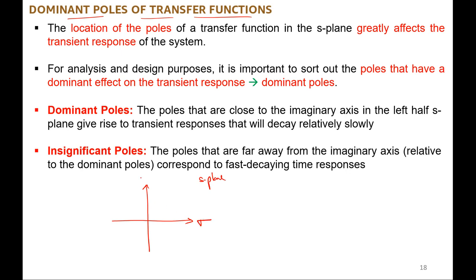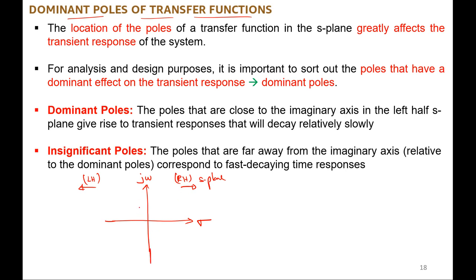S plane is a complex plane, with sigma and j omega, right? The poles can be on the left half of the S plane, and this is the right half of the S plane. So this is the imaginary axis. Towards the left of the imaginary axis we call it the left half of the S plane. Towards the right side of the imaginary axis we call it the right half of the S plane, right?